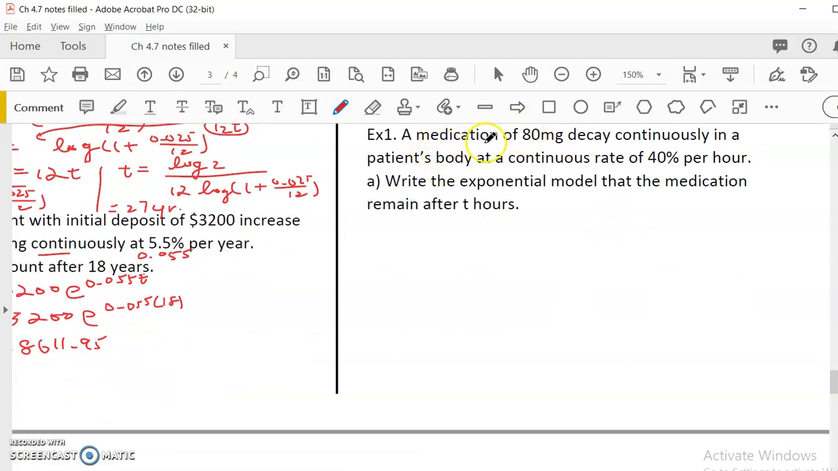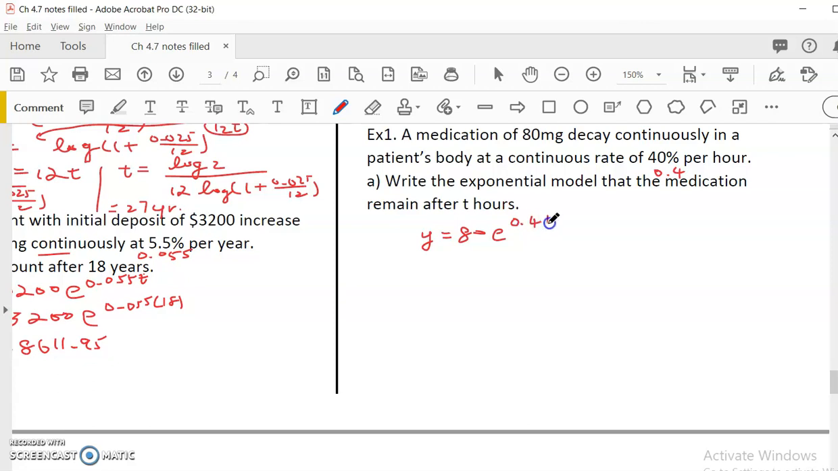First one: a medication of 80 milligrams decays continuously in the patient's body. After your body digests it, or it's injected into the body, it would dissipate because the body would use it, right? 80 milligrams decays continuously at a continuous rate of 40% per hour. So every hour it would remove 40% of it. Write the model that models the medication remaining after t hours. So we would use y equal to A0, 80 milligrams, e to the negative 0.4, right?